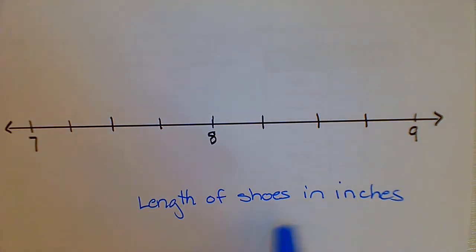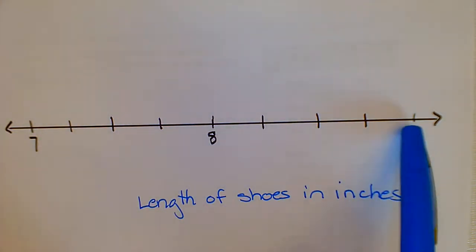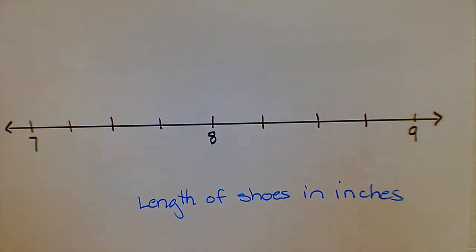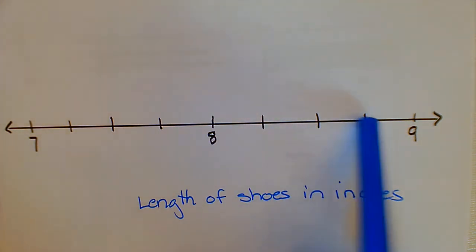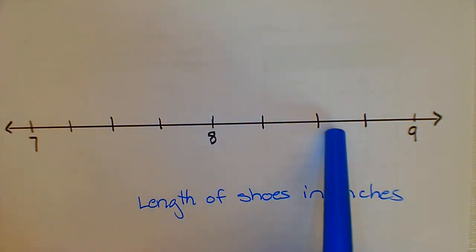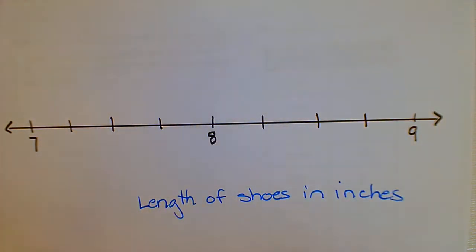Okay, so length of shoes in inches is the label for what this is representing here. We titled our line plot, which is a type of graph. So now we have to start thinking about marking our data. Now again, we're going to be marking our data with an X. We are not going to be marking it directly on this line plot. We're not going to be putting dots or points on here. Instead, we're going to put X's above.